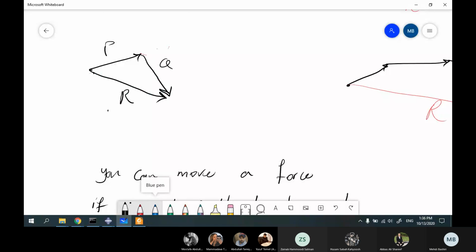I am not allowed to, for example, do this. As I said, this is parallel, but the direction is, for example, downward, while this one is upward. So I am not allowed to do this.